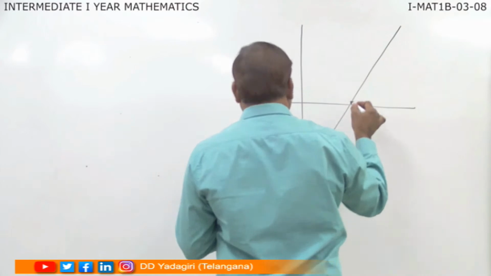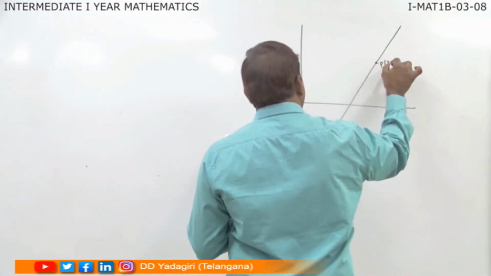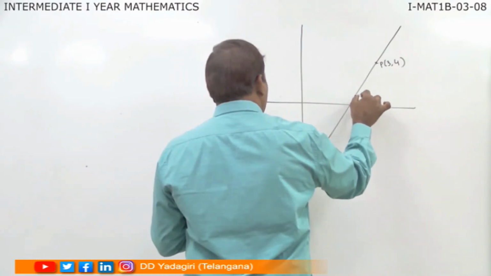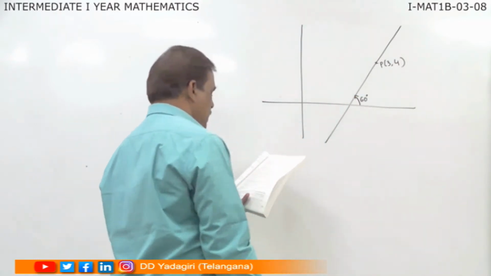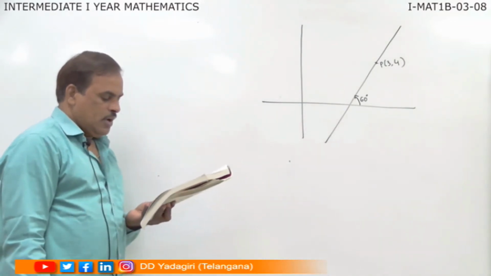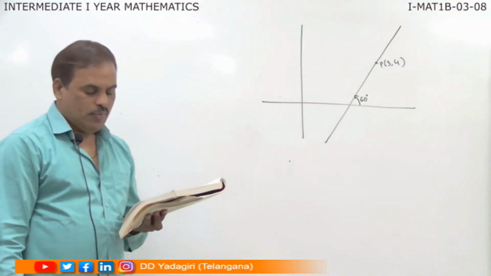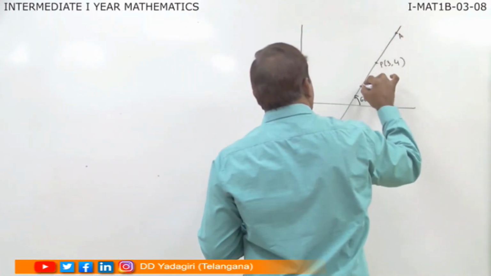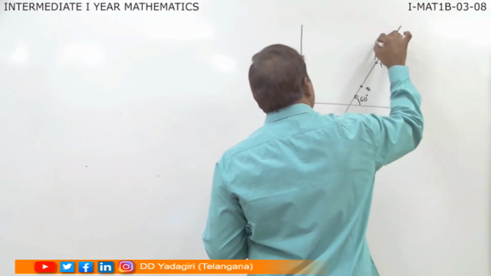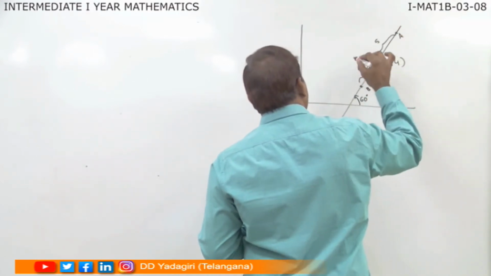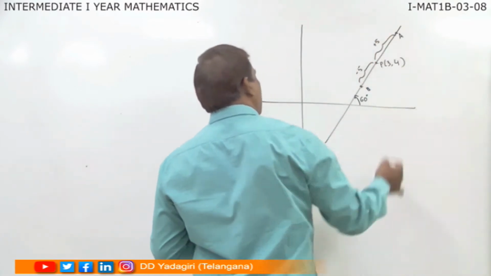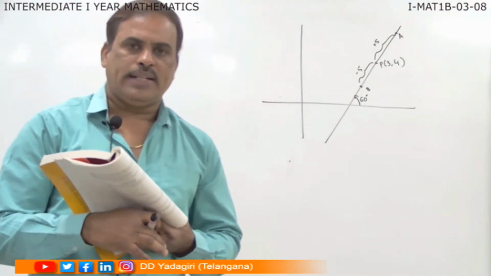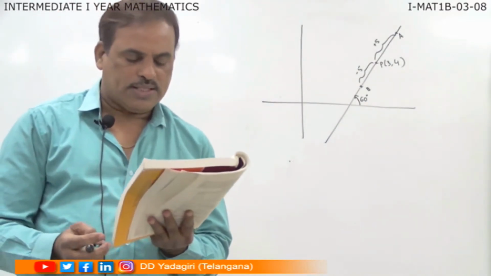So a straight line through P(3, 4) makes an angle of 60 degrees with the positive direction of x-axis. Find the coordinates of the point on the line which are 5 units away from P. Let's say this is the point A and this is the point B. These 2 points are at a distance of 5 units from P. If this is plus 5, this will be minus 5. This already we did in the second section. You can do this problem as homework once again.